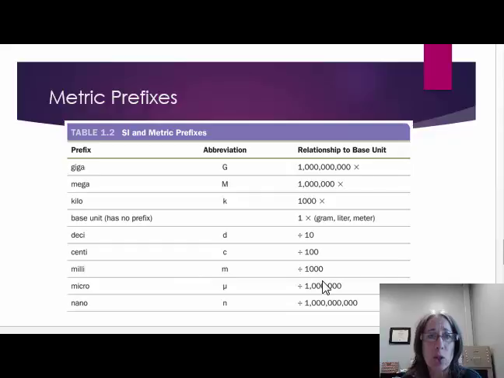Thus, 1 milligram is equal to 1,000th of a gram. These prefix relationships are based on powers of 10. It is important to distinguish between capital letters and lowercase letters. For example, capital M or mega stands for a million, while lowercase letter m or milli stands for 1,000th. Micro, or 1 millionth, is symbolized by the lowercase Greek letter mu.